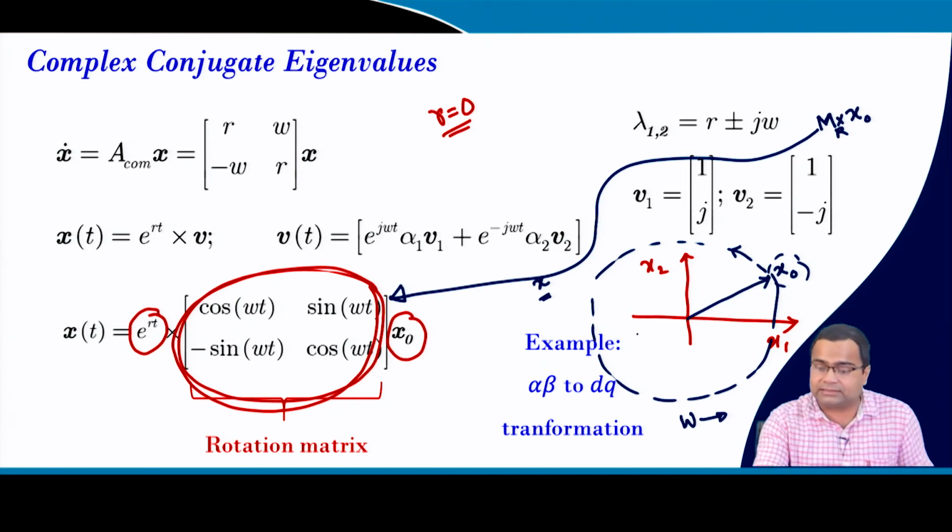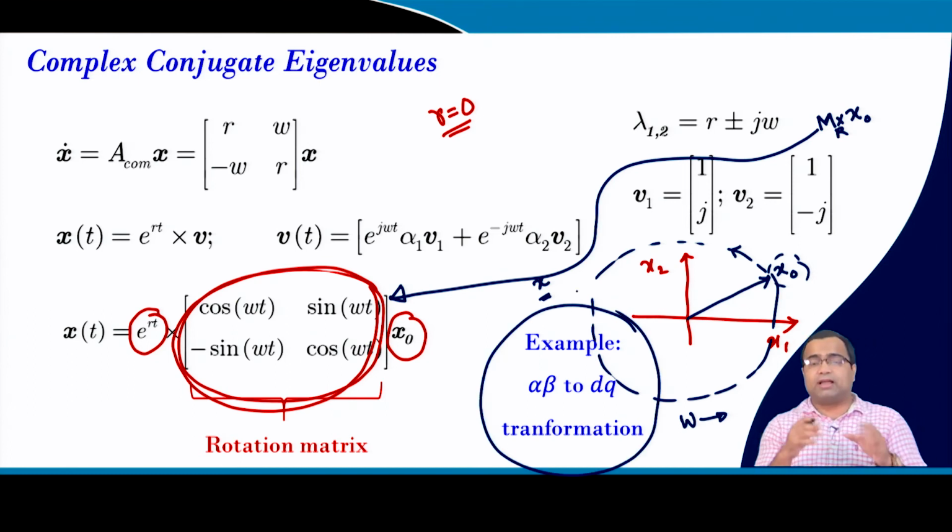A good example is the alpha beta to dq transformation, where we multiply with a rotational matrix to convert a stationary vector to a rotating vector.